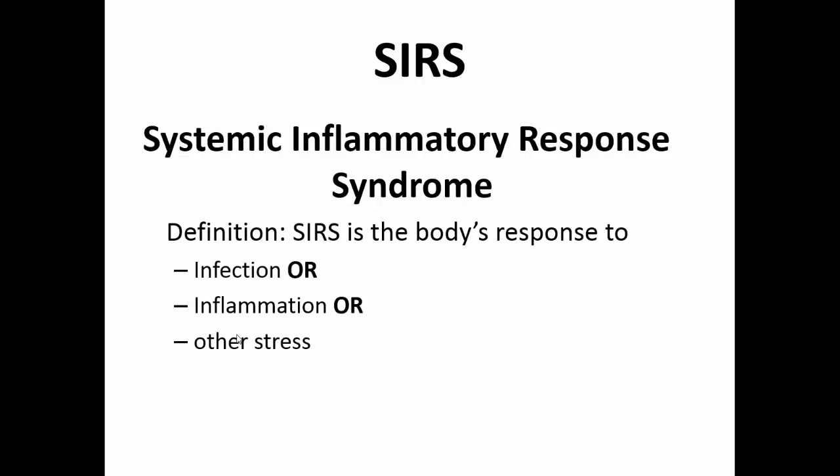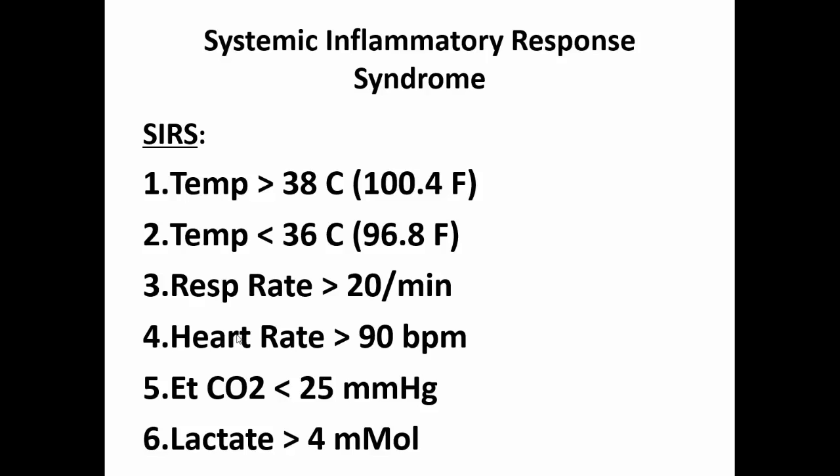SIRS is simply defined as systemic inflammatory response syndrome. So it can be the body's response to infection or inflammation or some other type of stress. It doesn't have to be a reaction to infection only. We use these definitions: temperature greater than 100.4, temperature less than 96.8, respiratory rate greater than 20, heart rate greater than 90, end-tidal CO2 less than 25, or lactate greater than 4.